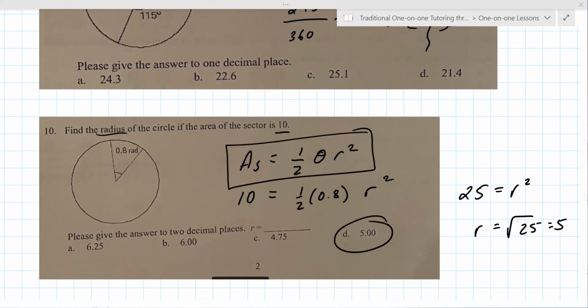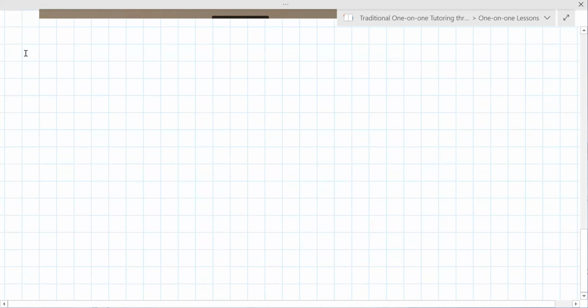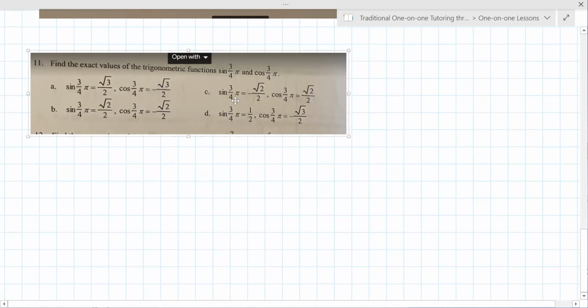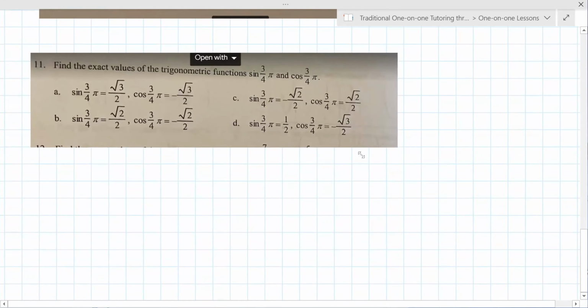All right, so I found the next page in order here, number 11. Number 11 is a formula. I don't remember this, so I'm gonna have to look it up. It's on this trig cheat sheet that I like. Oh no, I'm sorry.